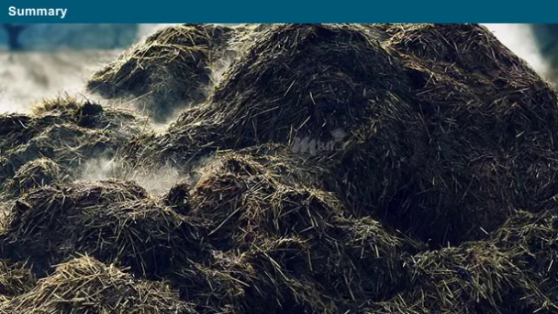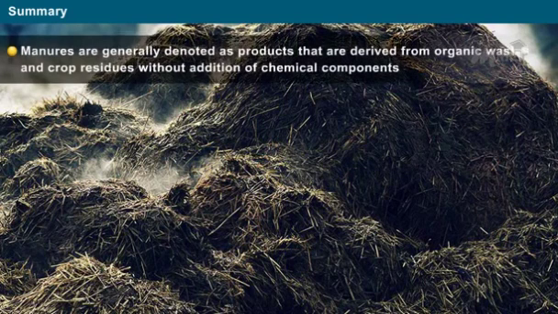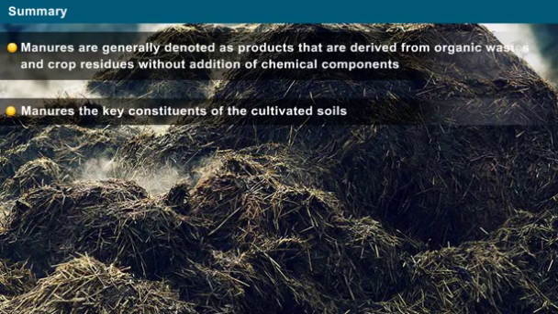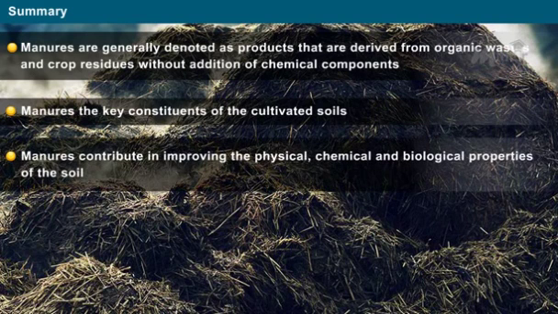Well, that has been an interesting lesson about properties, methods and preparation of manures. Let us do a recall of what we have studied so far. Manures are generally denoted as products that are derived from organic wastes and crop residues without addition of chemical components. Manures are the key constituents of the cultivated soils. Manures contribute to improve the physical, chemical and biological properties of the soil.